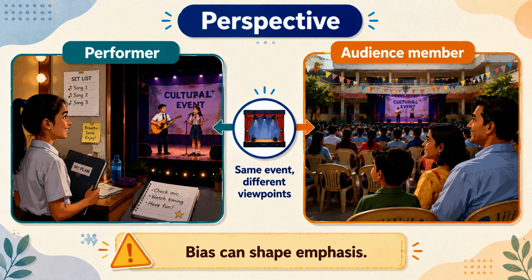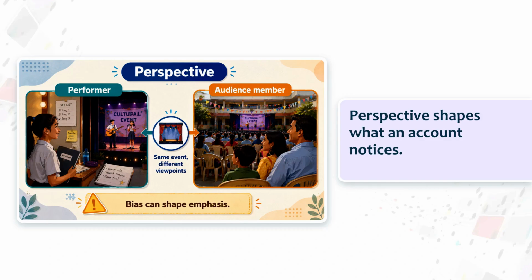Both people are describing the same event, but they did not experience it in the same role. The performer notices preparation and what happened on stage, while the audience member notices seating, crowd, and visibility. Perspective means the viewpoint from which someone experiences or describes an event. Bias is a tendency that can shape which details a person emphasizes, leaves out, or judges more strongly. The matched panels show why accounts may focus differently. Perspective shapes what an account notices.